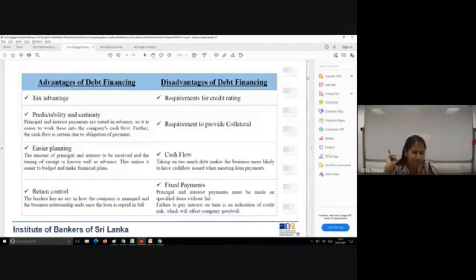Easier planning. The amount of principal and interest to be received and the timing of the receipt is known in advance. These make it easier to budget and make financial plans. Again, it goes both ways. For an issuer, it's easier because I know every 6 months I have to pay my interest. So I know when that requirement comes. For a lender also, they know every 6 months I will get the interest. I know in 5 years I will get my principal. So that will allow that entity to plan easily for their requirements.